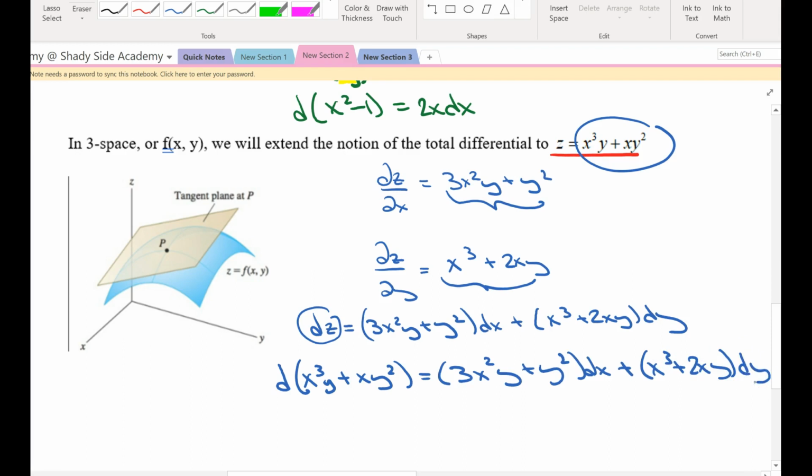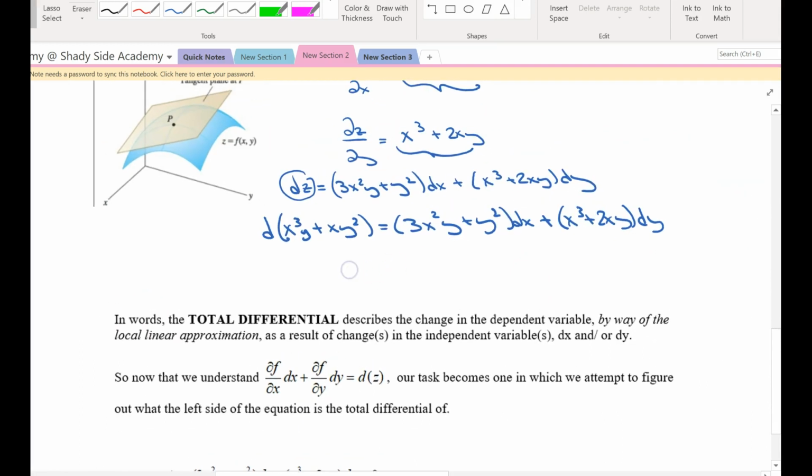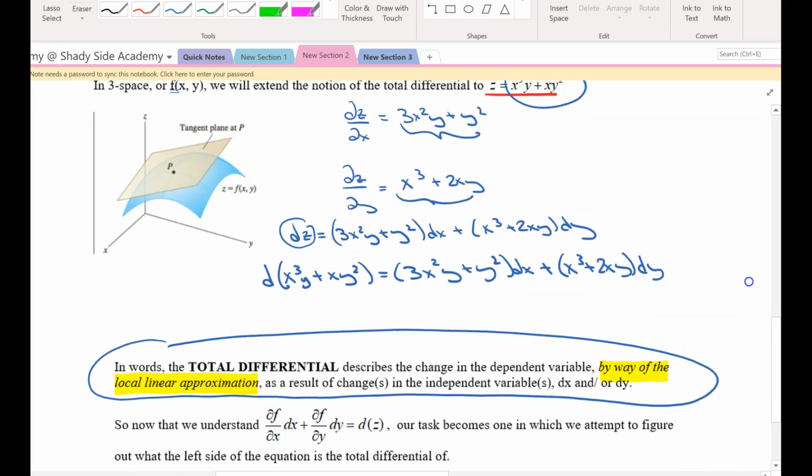Everyone okay? Very good. And here's where I wrote this out. This is kind of the most important, the critical idea statement. The total differential describes the change in the dependent variable by way of the local linear approximation as a result of changes, because if you only have one dependent variable, then it's just one change. But it's the change in the dependent variable by way of the local linear approximation as a result of changes in the independent variables dx or dy.